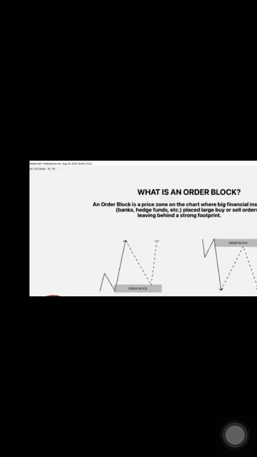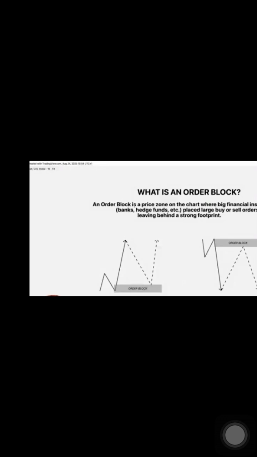Origin. There's another name for it, an origin. So let's dive more into what an order block is all about, how to spot a valid order block, why an order block is important, and examples of an order block. So what's an order block?